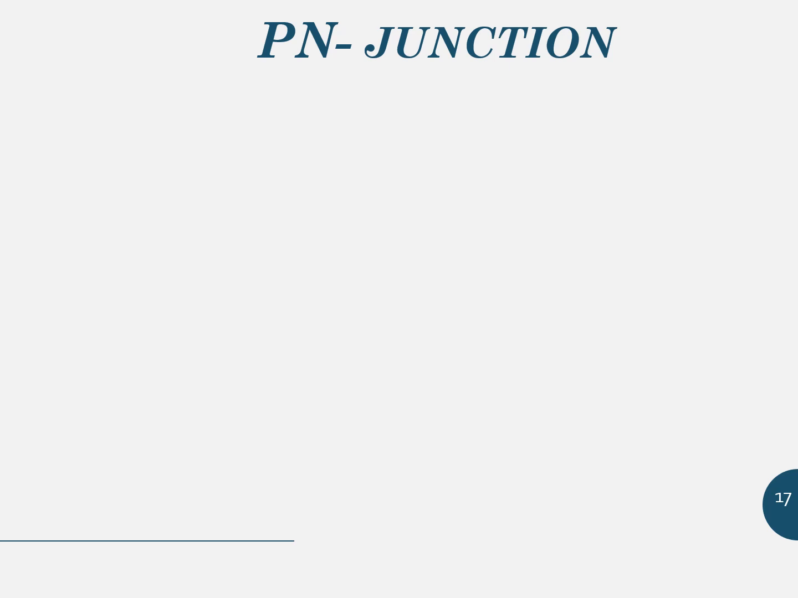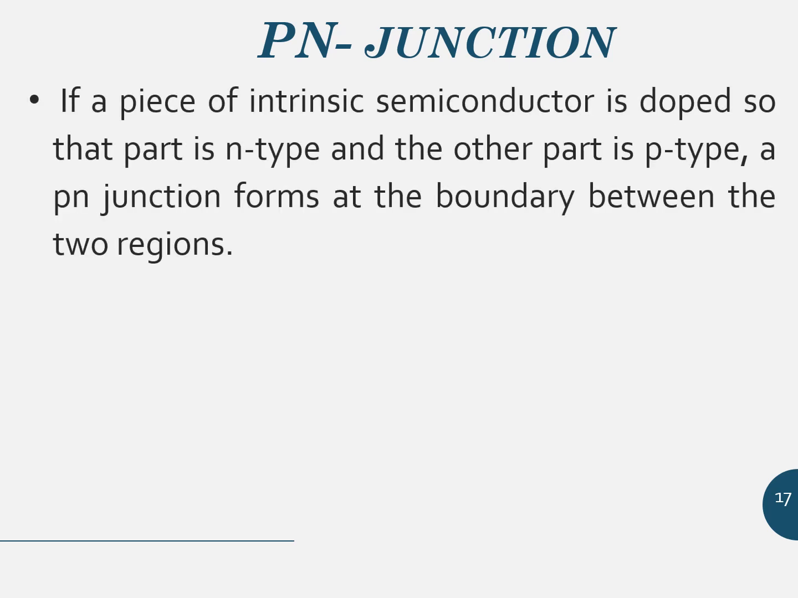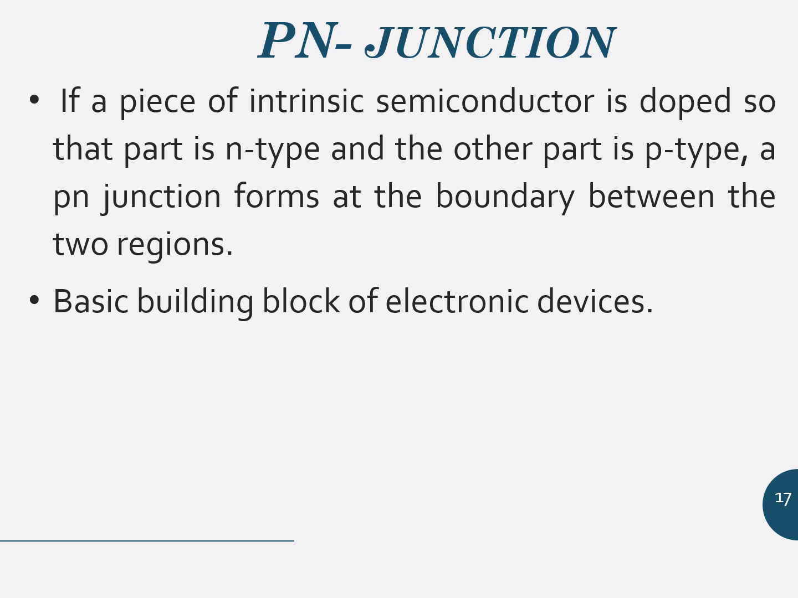Now, what is a p-n junction? If a piece of intrinsic semiconductor is doped so that one part is n-type and the other part is p-type, then a p-n junction is formed at the boundary between the two regions. This p-n junction is a basic building block for many electronic devices.